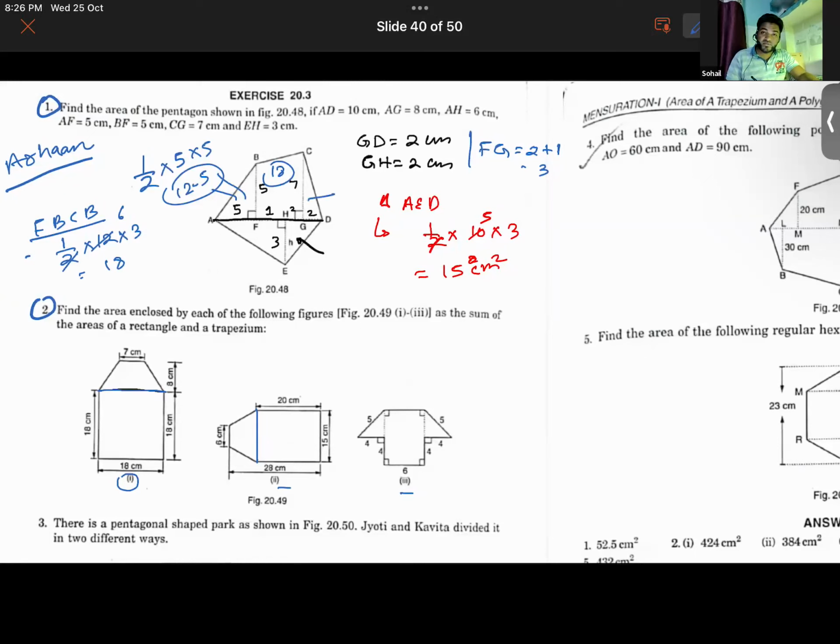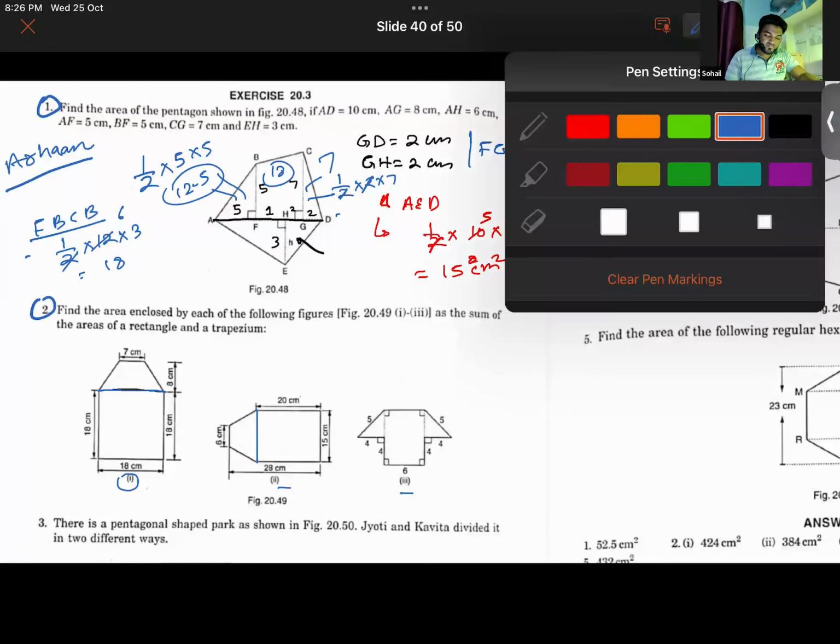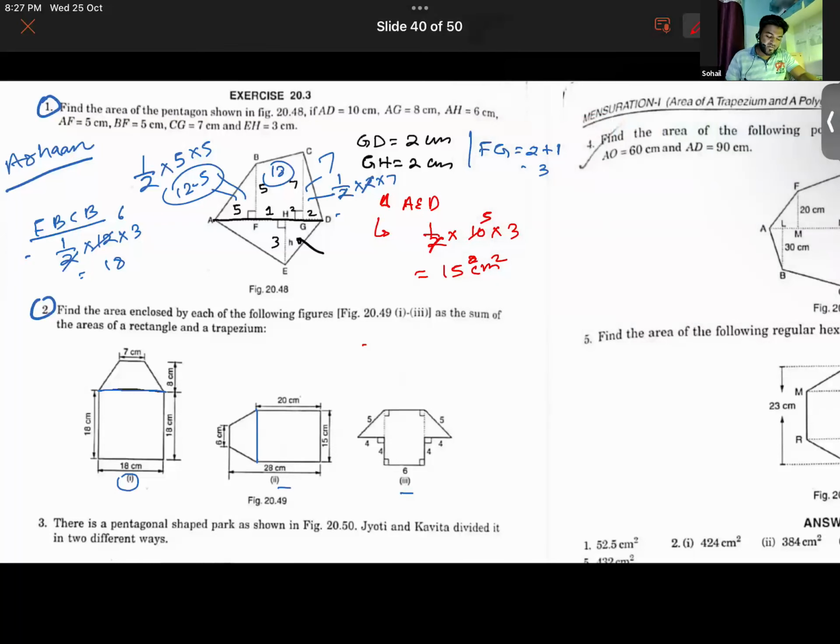And then this one, look over here, the base here is 2. So it will be half into 2 into 7. That is 7. So finally, you will be adding all the values, that is 12.5 plus 18 plus 7, that is 25, and plus this 15, so that becomes 40 plus 12.5. That is how much? 52.5 square centimeter. Yeah, that is correct.